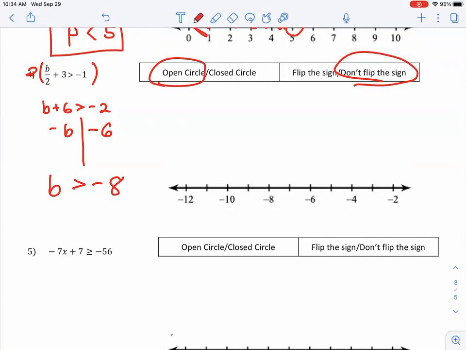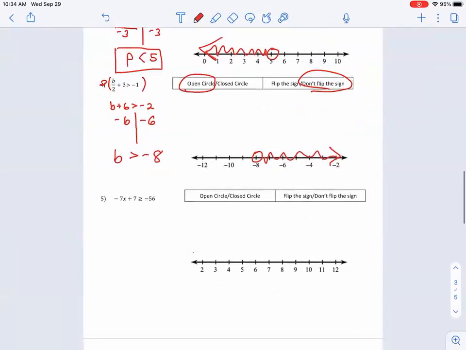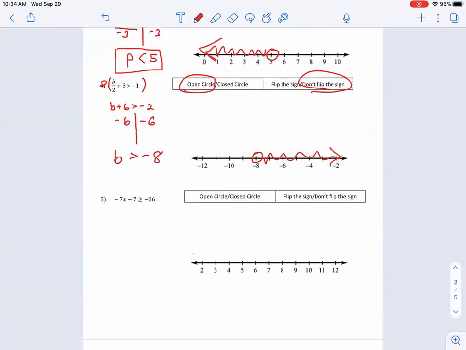All right, so we want an open circle at -8. We want numbers bigger than -8, so we're shading to the right. All right, why don't you guys take a minute, try the last one, and then we'll go over that in just a minute.